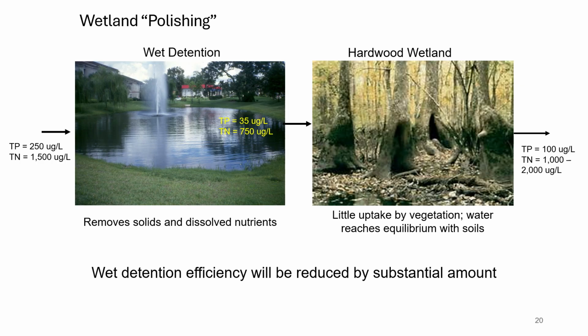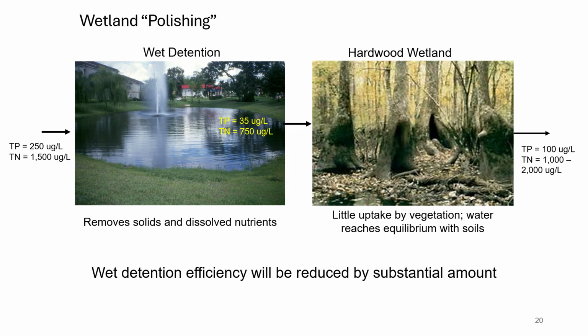However, their long-term efficiency can be somewhat limited because there's generally little direct uptake of nutrients by the vegetation within these systems. Over time, the water can also reach an equilibrium with the surrounding soils, reducing the soil's capacity to absorb additional nutrients. This can lead to a substantial reduction in the overall efficiency of a wet detention pond under certain conditions. To achieve even cleaner water, especially for sensitive environments, a hardwood wetland can be employed as a subsequent polishing step. Let's look at how nutrient levels might be reduced through this process.